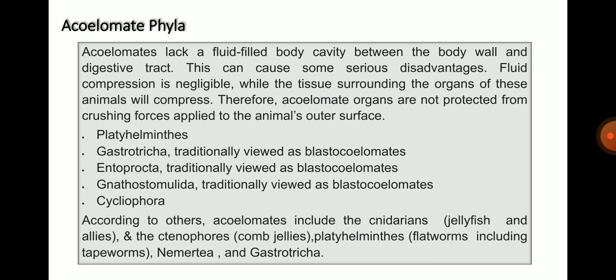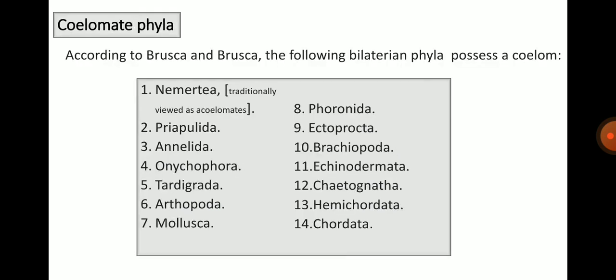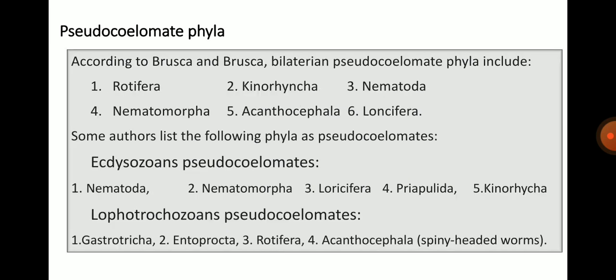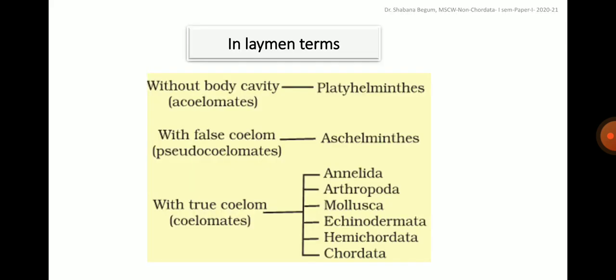The examples of the acoelomate phyla were already mentioned in the previous slides. You can just go through these examples once again. Coelomate phyla, according to Brusca and Brusca, are the nemerteans, annelids, arthropods, mollusks, then hemichordates, chordates, etc. Finally, the pseudocoelomate phyla are the rotiferans, nematodes, then acanthocephalans, loriciferans, etc. So these you can go through and learn a little better.